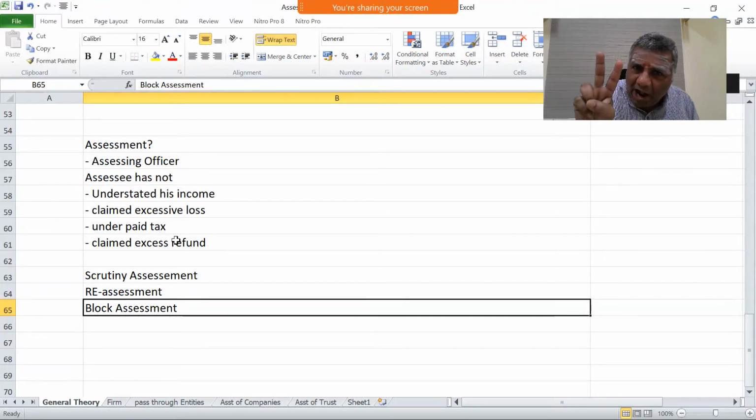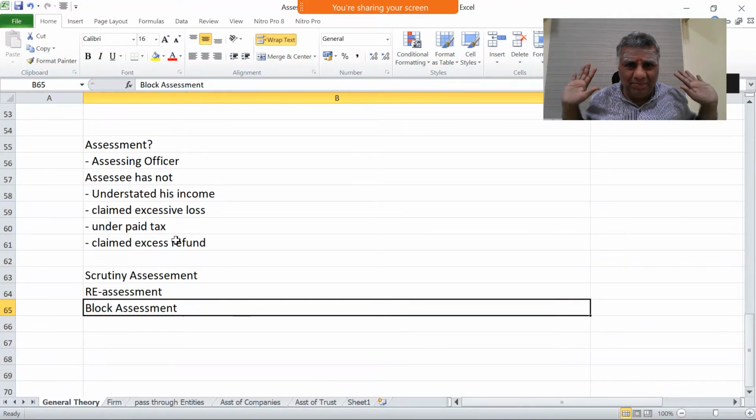You only have 2 types of assessment. What are they? Scrutiny assessment and reassessment. Only 2 are popular. Block assessment is a separate set.